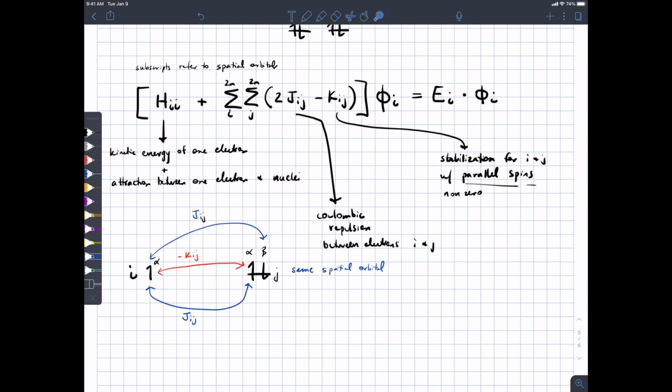I can't get the wave function without the J and the K integrals, but I can't get the J and the K integrals without knowing the wave function. But I can't get the wave function without knowing the J and the K integrals. But I can't get the, and you see where we're going.